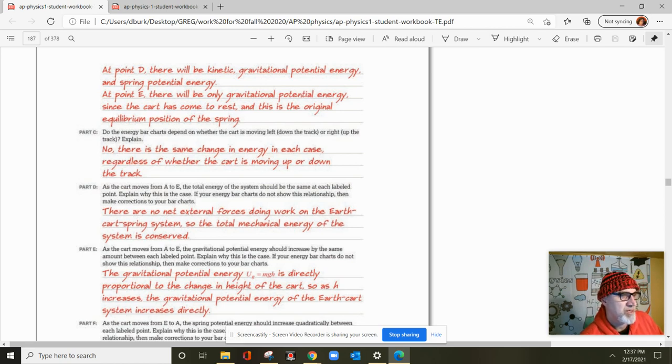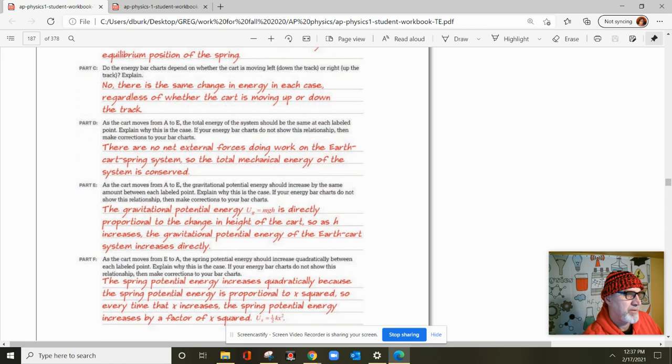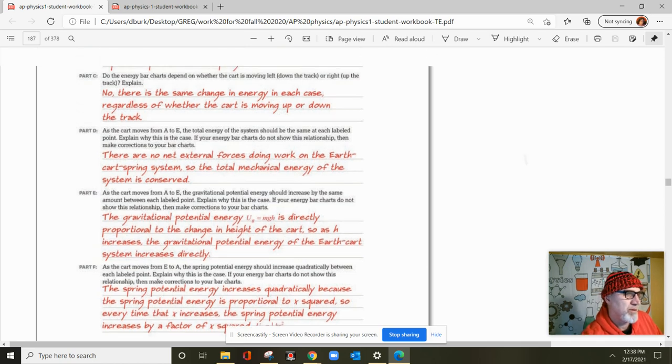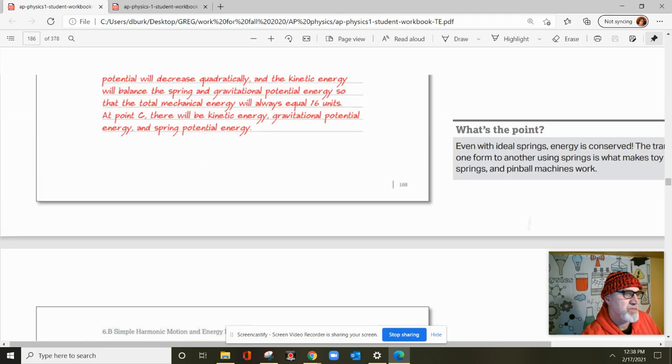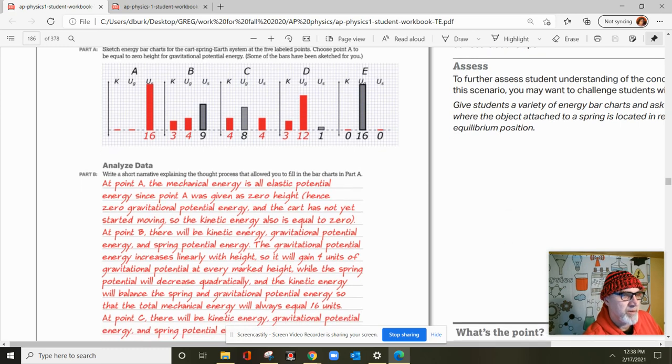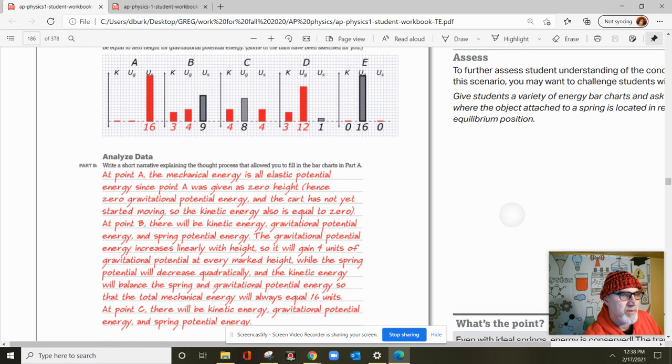Do the energy bar charts depend on whether the cart is moving down the track or up the track? No, it doesn't matter. Whether the cart is moving up or down the track, the energy bars will look the same. The total energy should be the same at each labeled point. Why is this the case? Because there are no external forces acting on it. Basically, energy is conserved. So all the little wedges have to add up to 16. And at every position, they all add up to 16. You can see that.